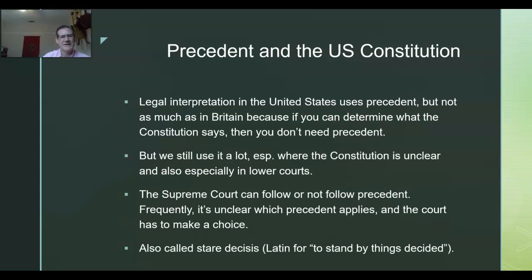So legal interpretation in the United States uses a lot of precedent still, but not as much as Britain, because if you can determine what the Constitution says and what it means, you don't need precedent, right? So we still have it. It's still very important. But in some cases, we've deviated from what the Constitution probably really says. We think we didn't, but we probably did. In cases like that, you have a pretty strong argument to overturn precedent. But we still use it a whole lot, especially where the Constitution is unclear, and especially in the lower courts. And lower courts can actually set precedent as well.